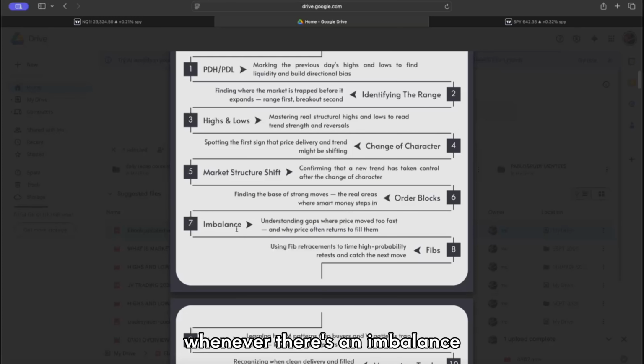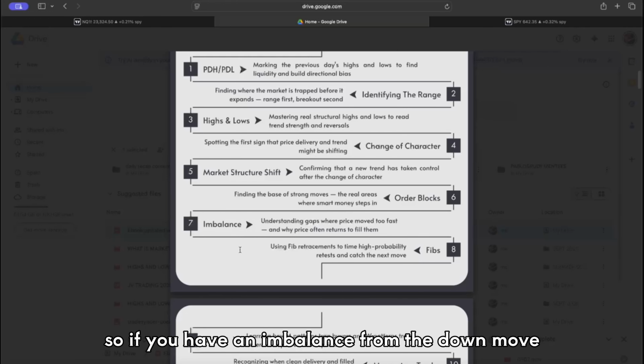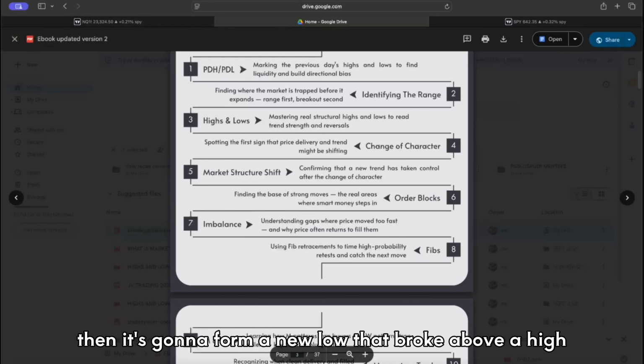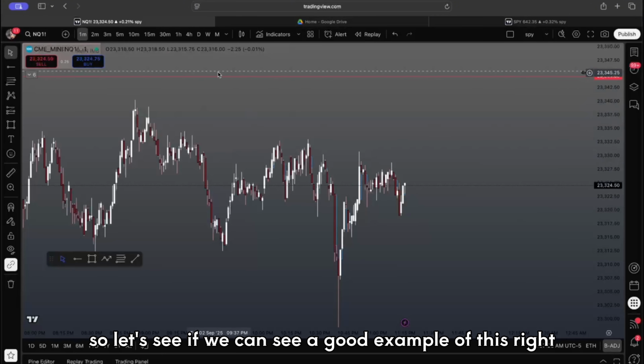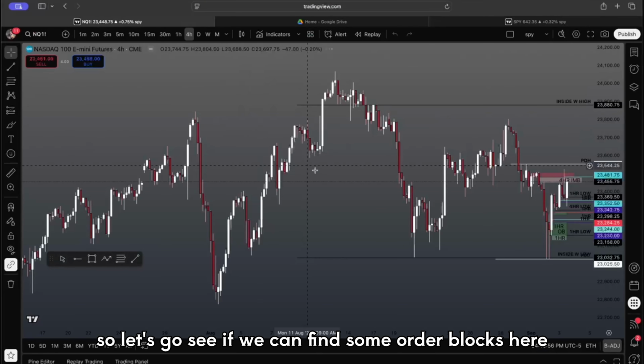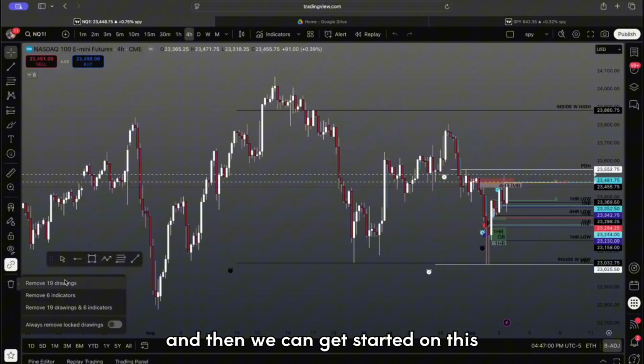Whenever there's an imbalance, there's going to be an order block and there's going to be a high that calls the shift to the downside, and same for the up move, right? So if you have an imbalance from the down move, then it's going to form a new low that broke above a high, right? So let's see if we can see a good example of this. Let's go see if we can find some order blocks here, and then we can get started on this.